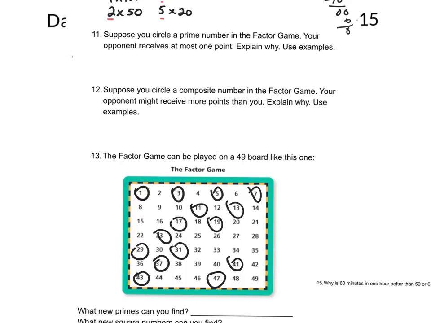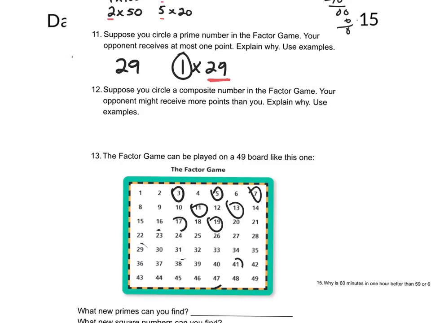So suppose you circle one of the primes below. Your opponent receives 1 point. Explain why. The only reason they get 1 point is because a prime number only has 1 and itself as factors. So let's use the number 29, because 29 was the coolest one on the board to get the most points. There's only one way you can make 29 with a factor pair: 1 times 29. So you would get 29 and they would only get 1. Okay? Let's go to the next problem. Number 12.